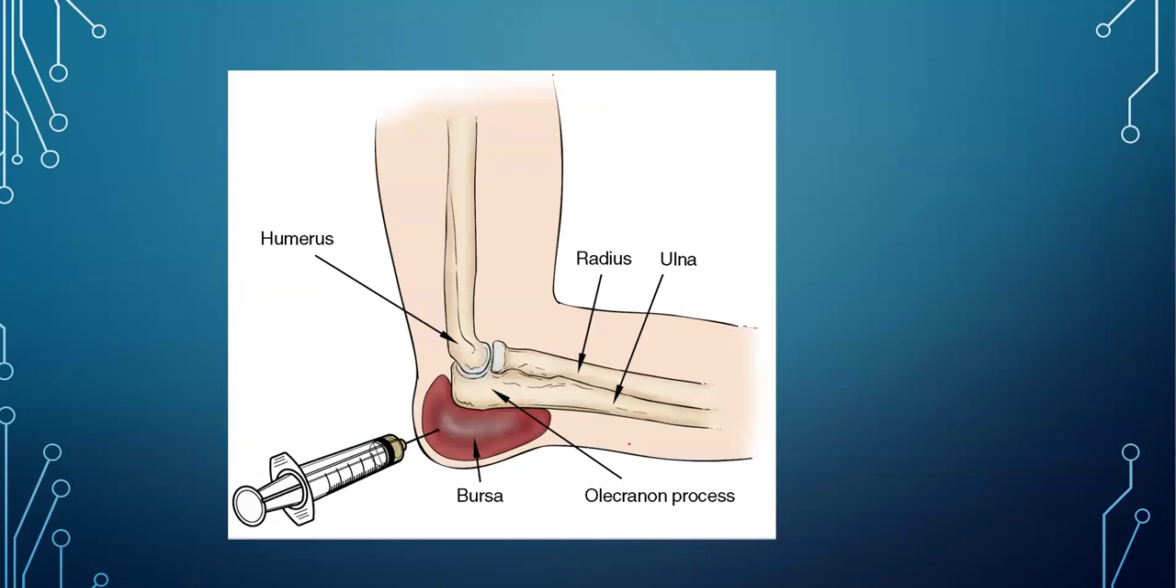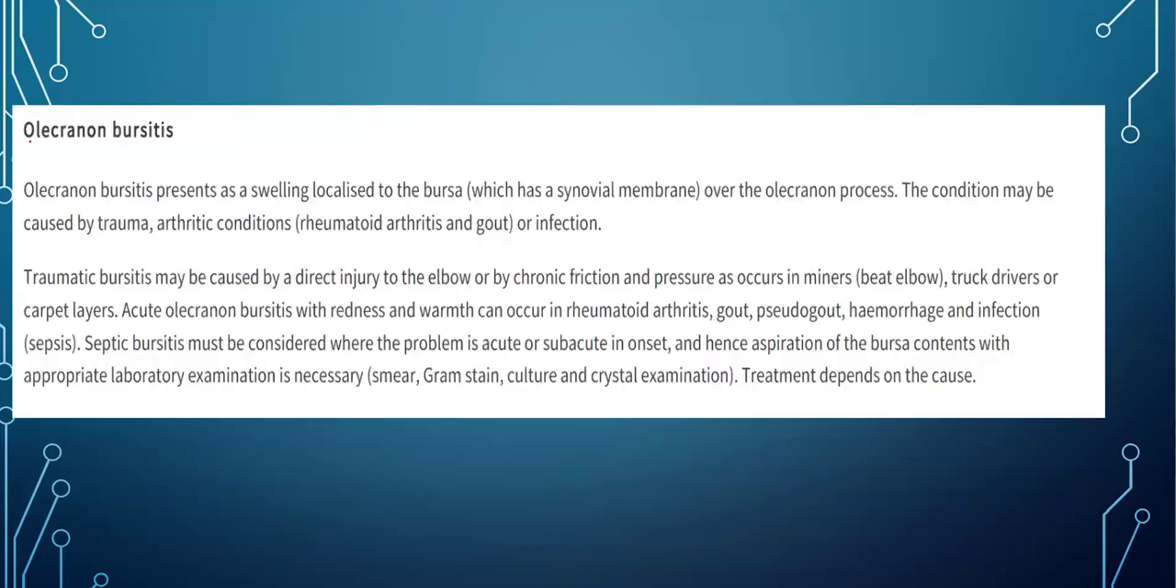Now there is another condition called olecranon bursitis. You can see that this is the olecranon process of the elbow, the bony prominence that you can feel on the elbow. On top of that there is a fluid-filled sac, which is the olecranon bursa. Sometimes this bursa can get inflamed, and the patient can come with a painful lump on the elbow. So that's olecranon bursitis. It's a swelling localized to the bursa over the olecranon process. It could be caused by trauma. Sometimes even a patient who has rheumatoid arthritis or gout can present in the same way.